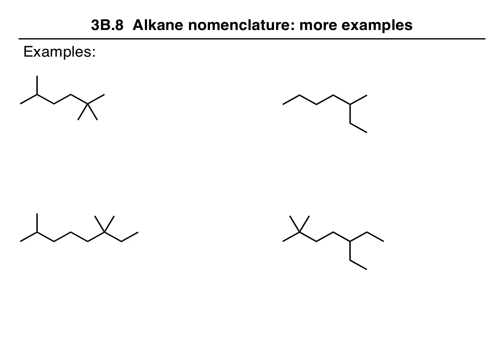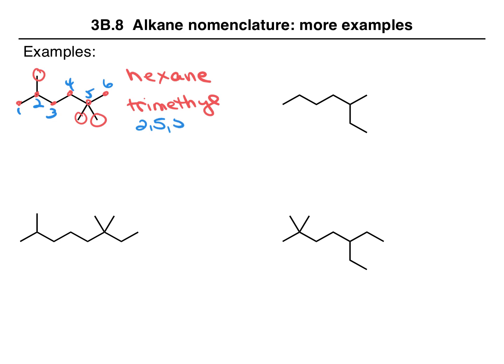With this compound, we have 1, 2, 3, 4, 5, 6 carbons in our longest chain. So that would have the base name of hexane. We have a branch here, here, and here. So these are all methyl groups. So this would be a trimethyl. And then left to right, 1, 2, 3, 4, 5, 6. That would give us a branch at 2, 5, 5.